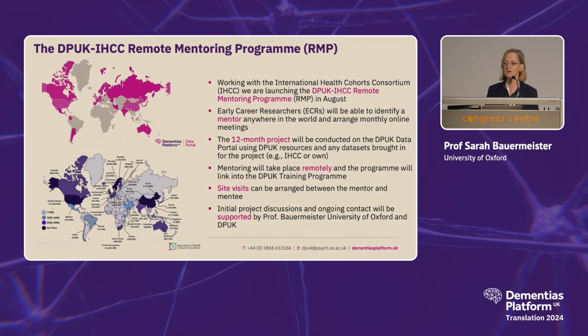So the early career researcher identifies their mentor. They come to DPUK, and we set up the project on the DPUK data portal. That researcher then is mentored remotely by their mentor, but tapping into the training program of DPUK and the resources that DPUK offers. So there is no costly and very expensive mentoring visit, but that can be arranged between the mentor and the mentee. But it could be just maybe a 1 to 2 day visit rather than a 3-month or a 6-month expensive visit. So I will be leading this program of work, and I'm happy to answer questions about this.